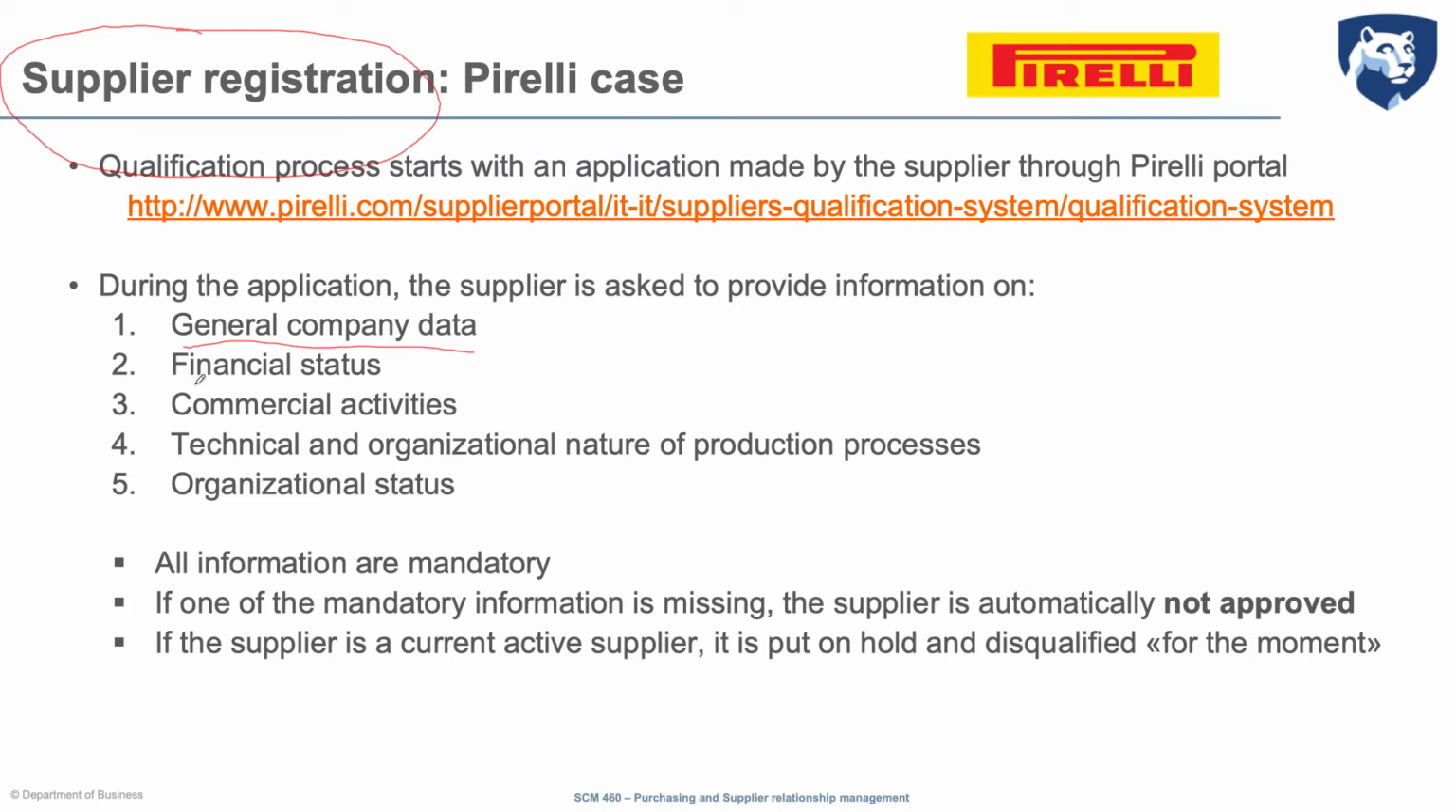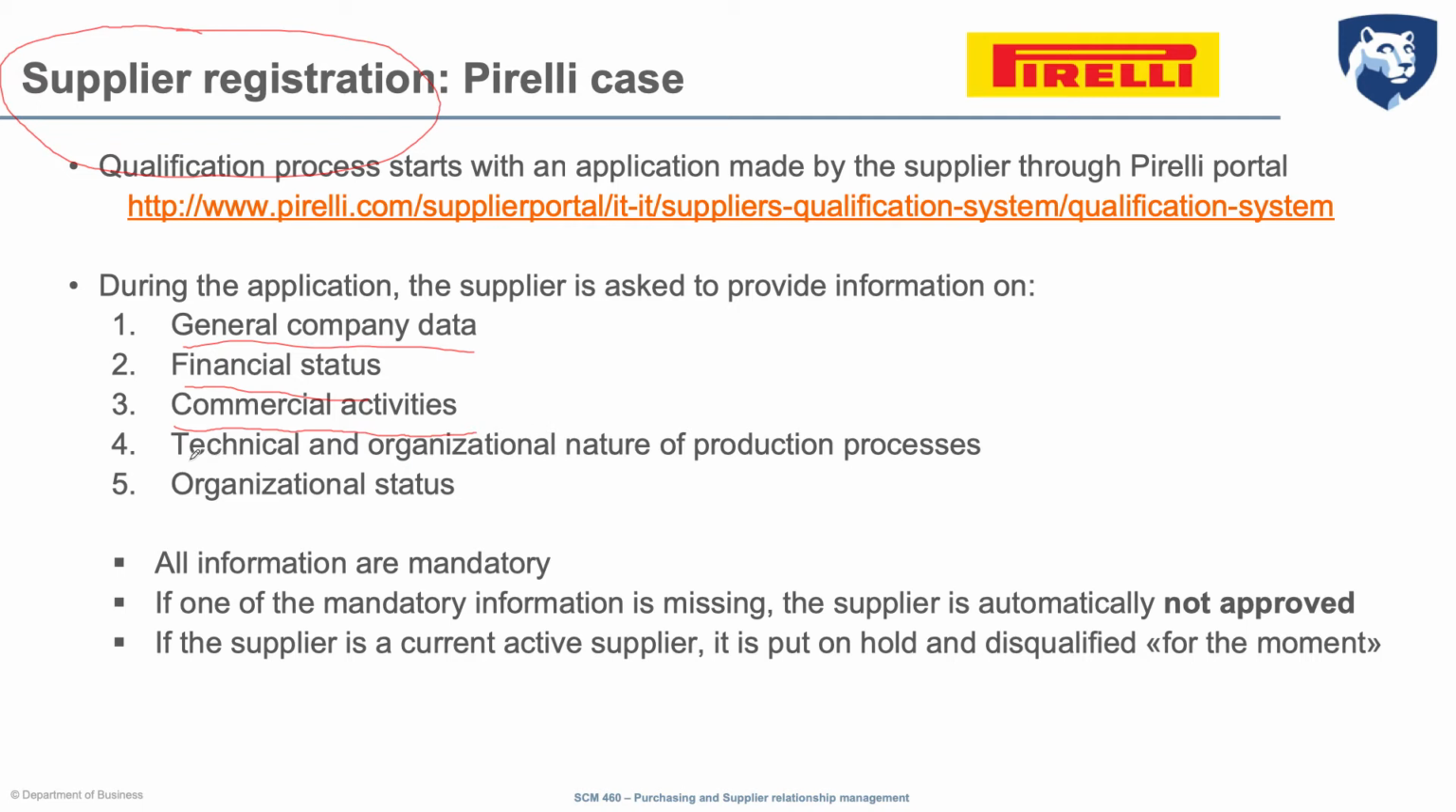Then they have to provide some financial figures, so their revenues, their costs, their cash in, their cash out, their assets, liabilities, debt, and whatever. Then commercial activities, which type of product they realize, where they sell, how much their revenues are split among the different markets where they operate.